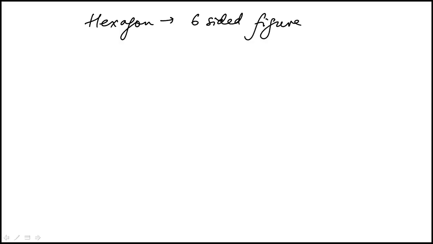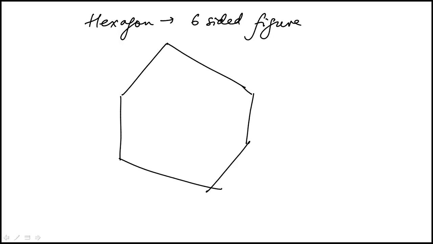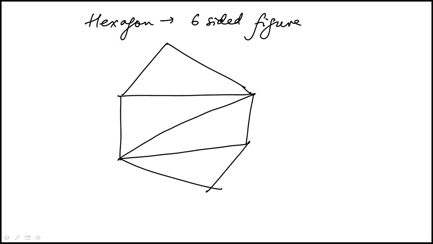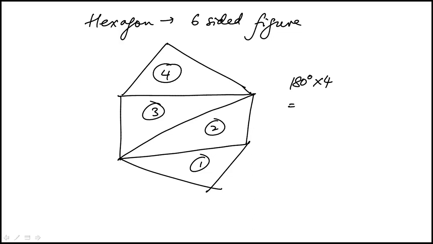And we can extend this idea to a hexagon. A hexagon is a 6-sided figure. And it would look something like this. And again, we think about what's the least number of triangles we can divide this into. And here we find 4. 1, 2, 3, 4. And again, each one of these triangles add up to 180. So the sum would be 180 times 4, or 720.